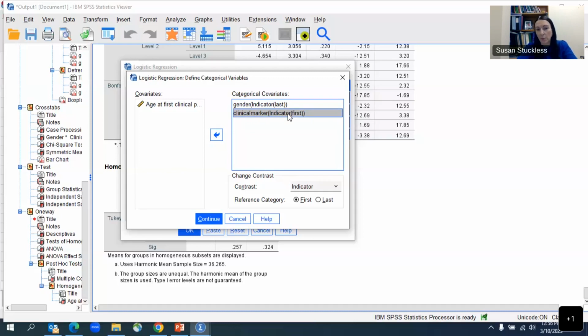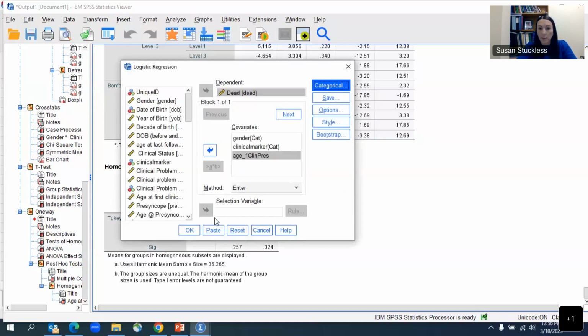So you have to remember these things, but I'm going to have my gender as males to females, with females as the reference, so it's last. And I'm also going to choose for the clinical marker, I want level 3 to be my reference category, and that's going to be the last. Age at first clinical problem stays there. That's not a categorical variable.